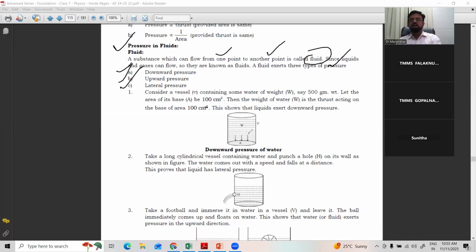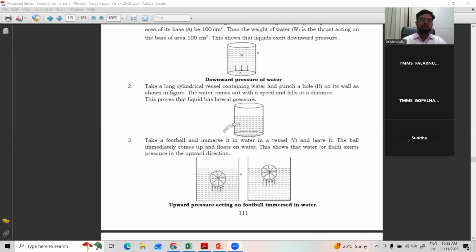Fill any plastic bottle full of water and make one hole on one side. We can see how the water comes out. That is called lateral pressure. From the side, it will exert pressure in all directions. Liquid exerts pressure in all directions, either upward, downward, or lateral pressure.